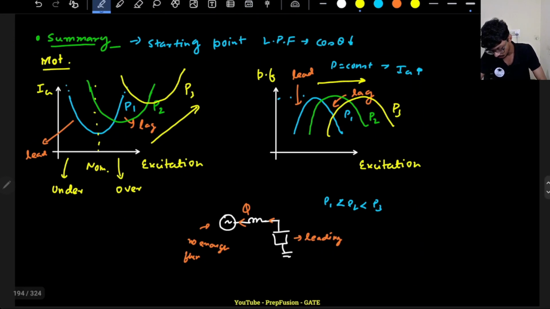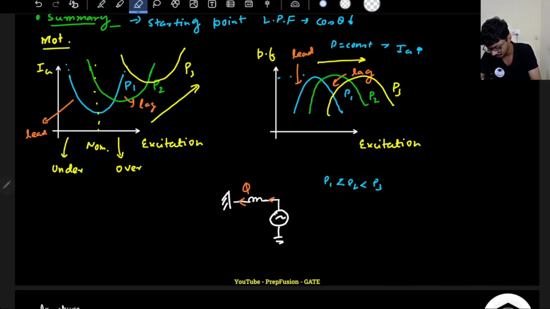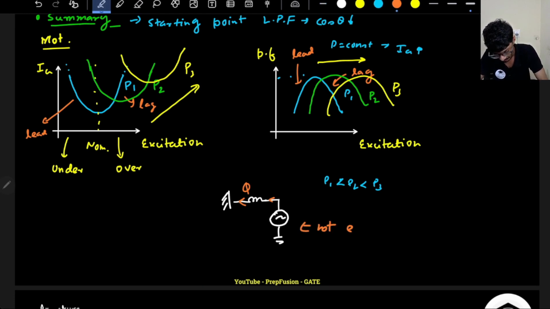Okay, for a motor, what will happen? This is the infinite bus, and this is my load. Actually, the motor is the load itself. Now I say it is under excited. Under excited meaning not enough flux. So the motor needs flux. Who will deliver the flux? Who will deliver the reactive power? The supply will deliver the reactive power.